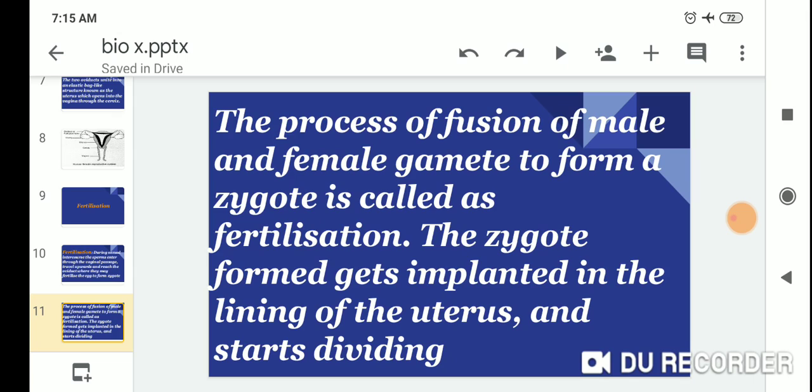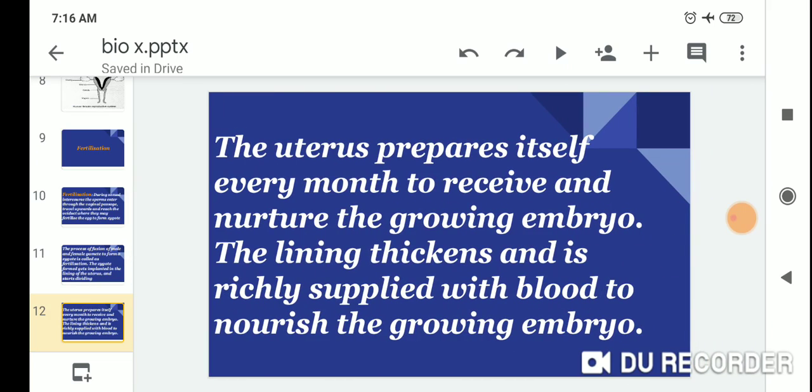The zygote gets implanted in the lining of the uterus and starts dividing. The uterus prepares itself every month to receive and nurture the growing embryo.